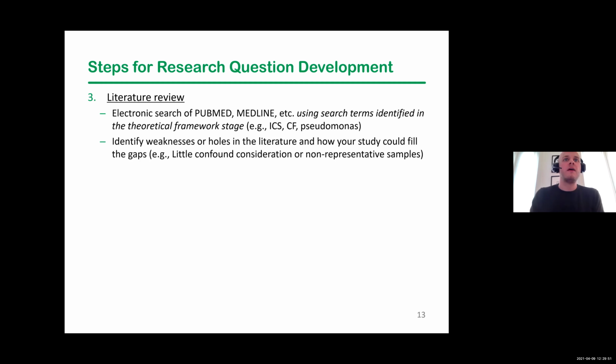In addition, the literature review is important because it helps you identify weaknesses or holes in the literature and how you can maybe fill the gaps there. So perhaps you've seen all these papers in CF, but nobody has published on minority patients. Well, that'd be a great area for you to build on the literature and fill in a hole there. So maybe that dictates what you do with respect to your recruitment and your sample. So this is a very important next step: do your lit review.